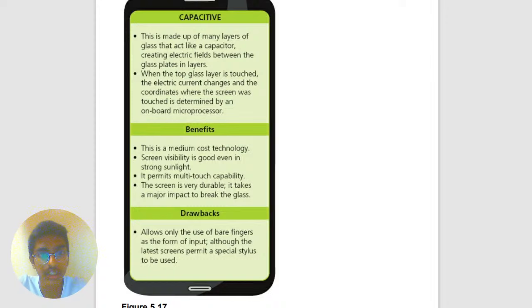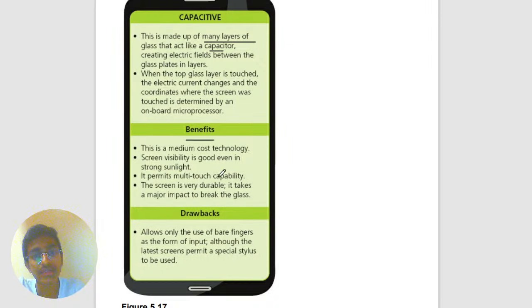So a capacitive touchscreen is made up of many layers, and here's the keyword: many layers. It's made up of many layers of glass that act like a capacitor that creates electric fields between the glass plates and the layers. So it's many layers that create an electric field which detects movement of your hand. When the top glass layer is touched, the electric current changes, and this will therefore locate the coordinates of where the screen was touched. Okay, so the electric current will change, and that's how it's identified.